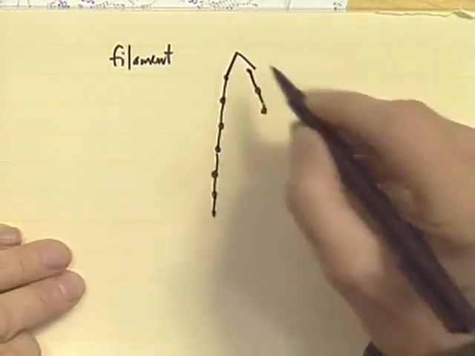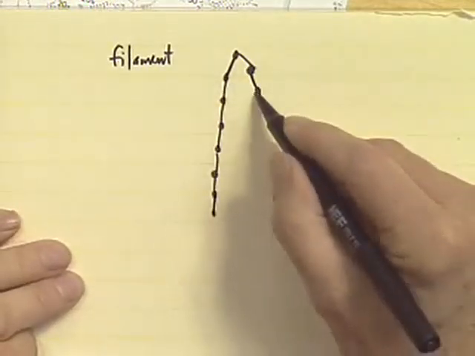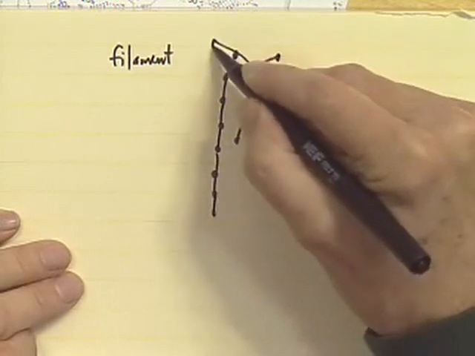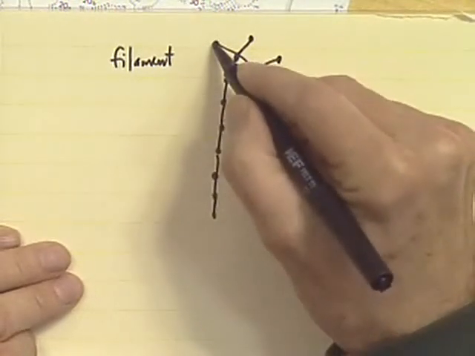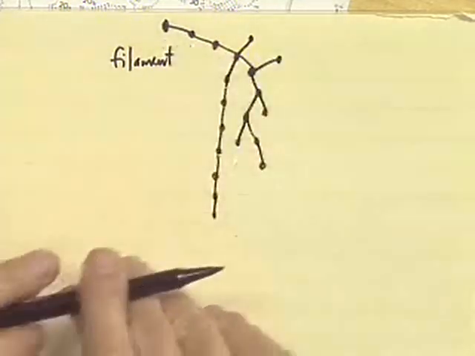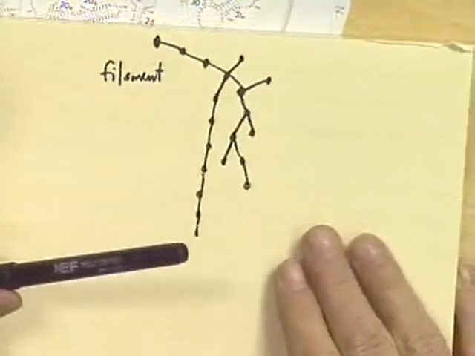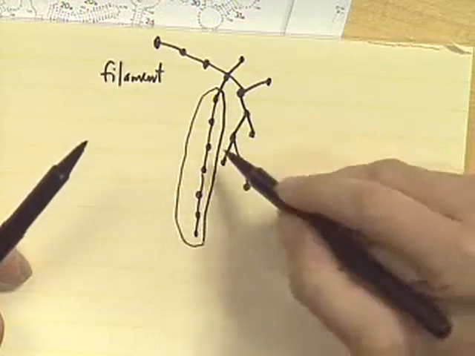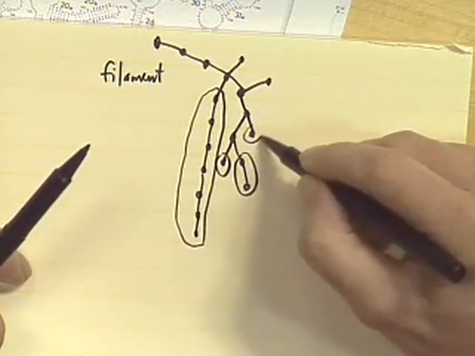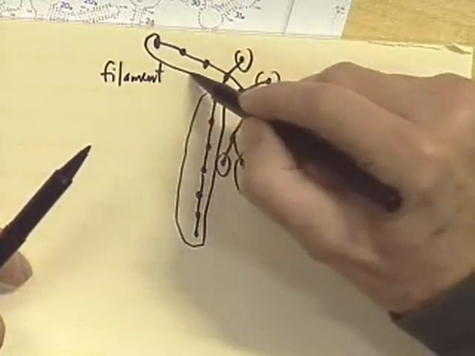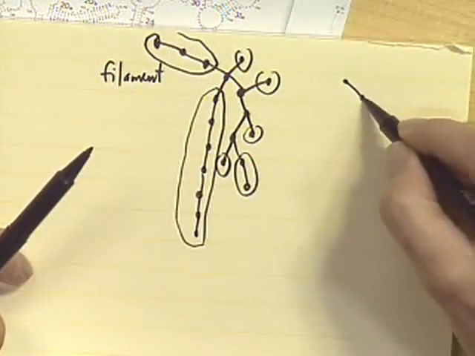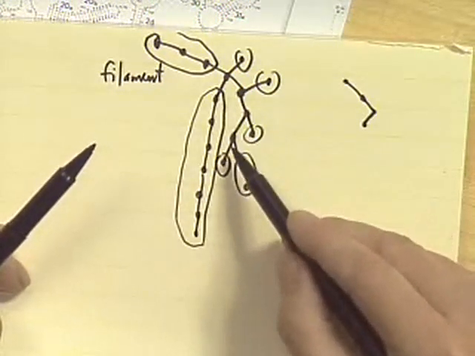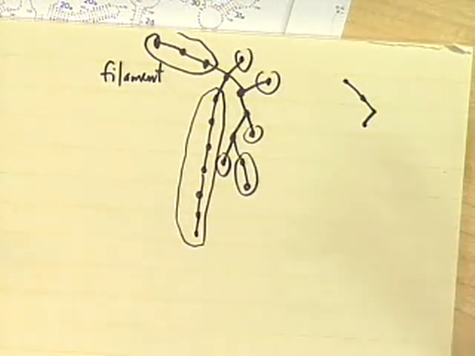Let me draw a more complicated thing, which has some branching coming off here. I can go on all day and draw this, but the idea is that we can take filaments and remove them. So I chop this off, and this, and this, and this, and then I'm left with, in this case, just a spine of these 4 nodes that survive, but take away all the filaments.